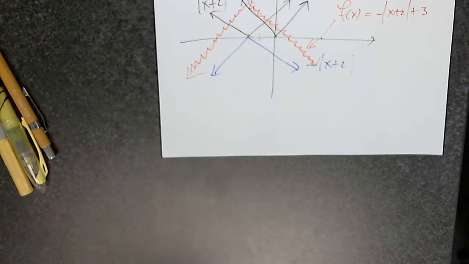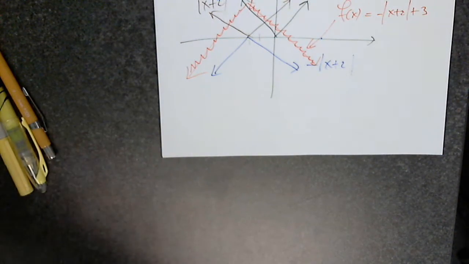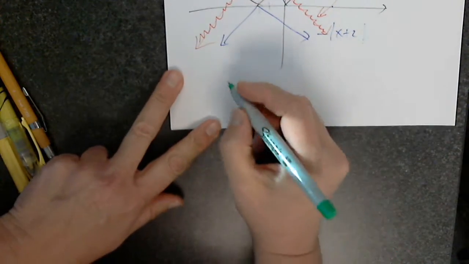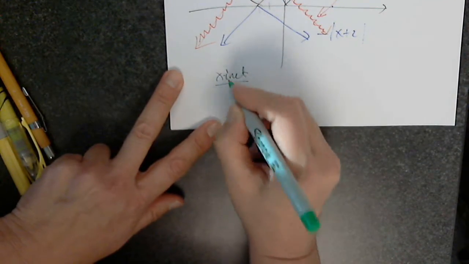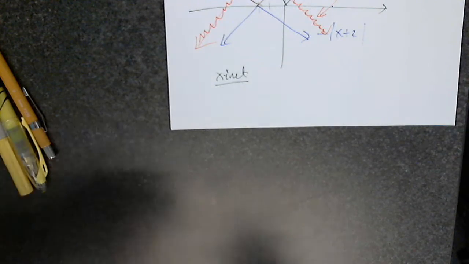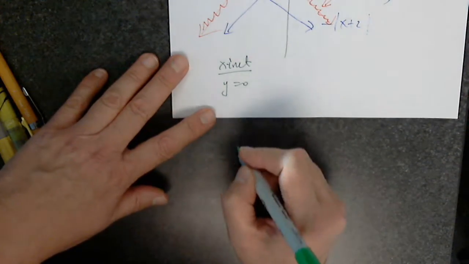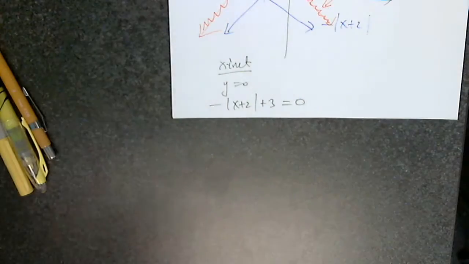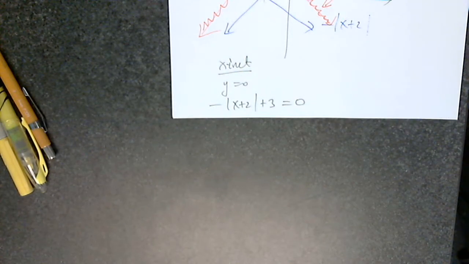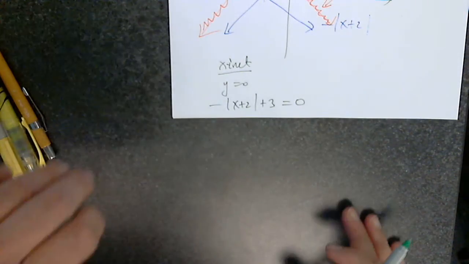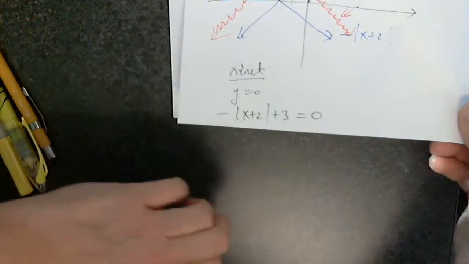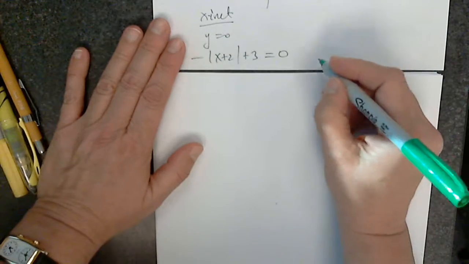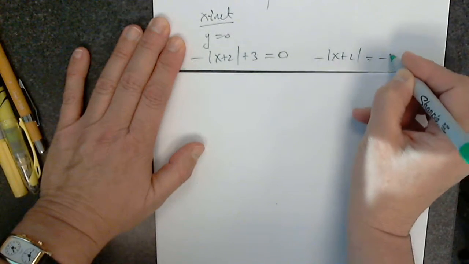Now let's say we are asked to determine the x and y intercepts. So how do I determine the x-intercept? What do I have to make? Excellent. I have to make y equal to 0. Negative absolute value of x plus 2, plus 3 equals 0. We know how to solve such an equation from the previous chapter and the test. What do I have to do first? So negative absolute value of x plus 2 equals negative 3.